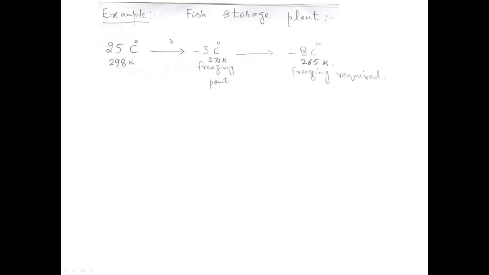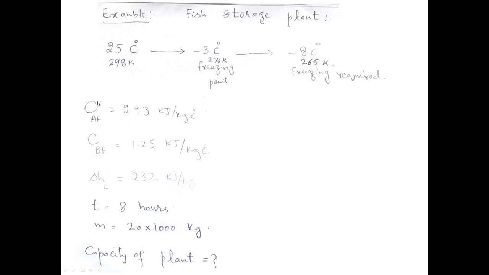So basically you have to remove three types of heat. One is the sensible heat, 25 degrees centigrade to minus 3 degrees centigrade, then minus 3 to minus 3, which is latent heat, and then minus 3 degrees centigrade to minus 8 degrees centigrade. So let's calculate. You are given the Cp value above the freezing, below the freezing, and the latent heat, and you are required to achieve this cooling within 8 hours, and the mass of the fish is 20 ton. That means 20 multiplied by 1000. So you need to calculate the capacity of the plant.